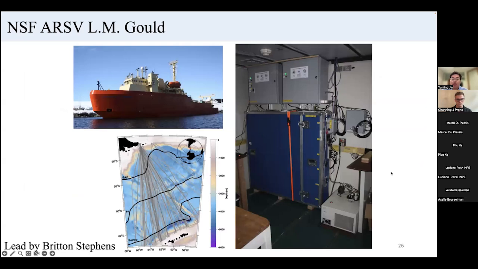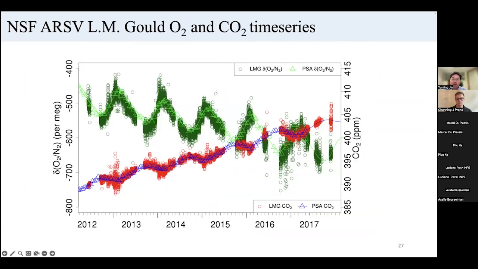So the data I'm going to show next is measurement collected on the NSF Go. We have both CO2 and oxygen instrument deployed on the ship, and it has extensive measurements over the Drake passage here. The figure here shows you the time series of oxygen and CO2 measurement from the ship and also at the Palmer Station. Ship data is marked as the circle, green for oxygen and red for carbon dioxide. And the Palmer Station data is triangle, also green for oxygen, but blue for carbon dioxide.